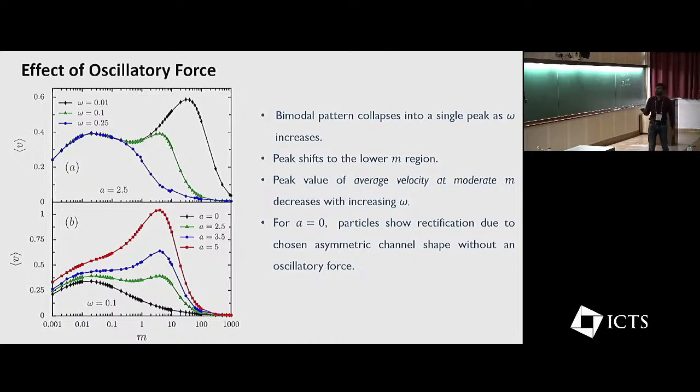When A equals 0, meaning there is no oscillatory force, we still get a single peak at the low mass value because of the chosen asymmetry of the channel. Because the channel is asymmetric, the particle moves towards the positive end side. And when we increase the amplitude, the moderate mass particles show increasing average velocity.